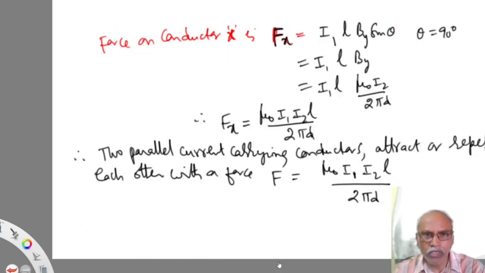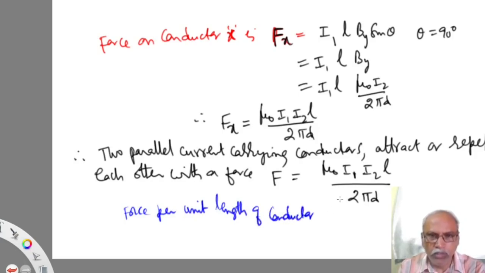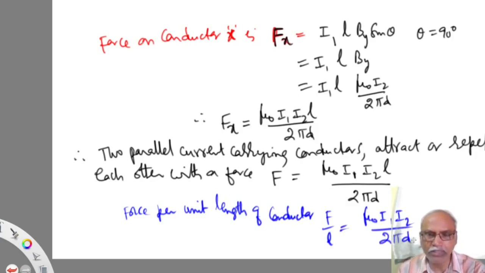Okay, what is the final formula? F is equal to mu naught I1 I2 L by 2 pi d. This is the force for length L. If you want force per unit length of conductors, that is F by L, F by L is equal to mu naught I1 I2 by 2 pi d. This is the formula for force per unit length of conductor.